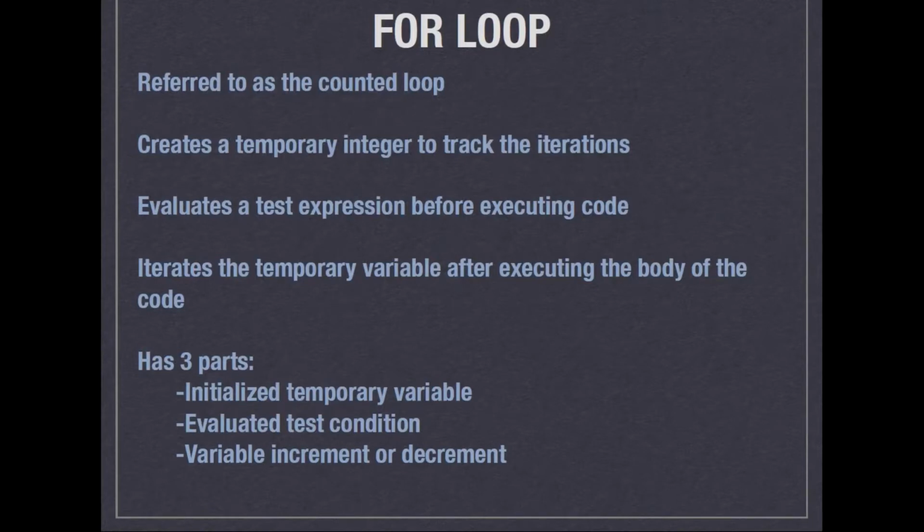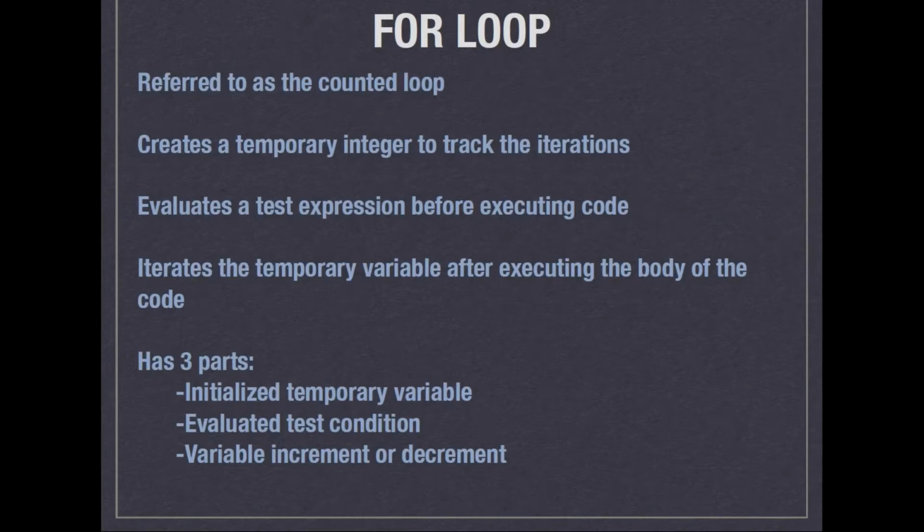This is going to create a local scope variable right on the declaration line. So it's going to create a temporary integer, and that is what is held to keep track of the iterations. Okay, it's going to evaluate a test expression. It's a Boolean test expression before executing the code, which makes this a pretest loop. That test expression is just like the while loop or any other decision structure. It has to be resolved to a Boolean true or false before it enters the body of the loop. Then it's going to iterate the temporary variable after executing the body of the code.